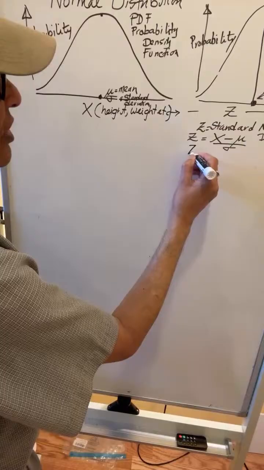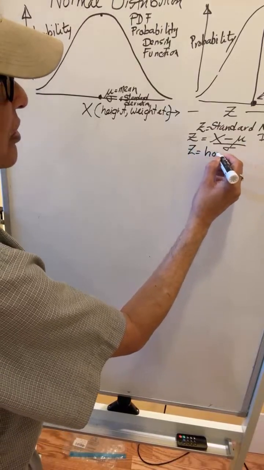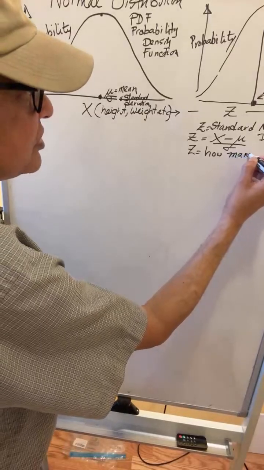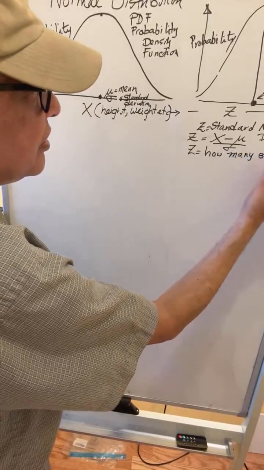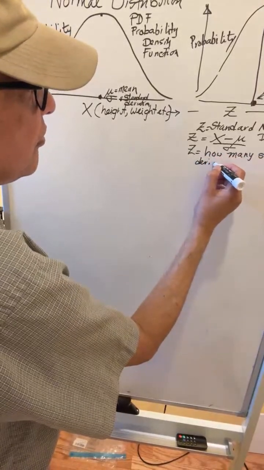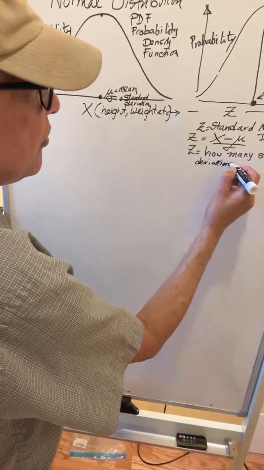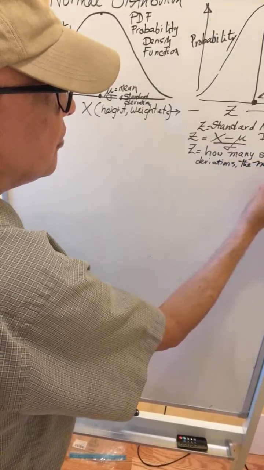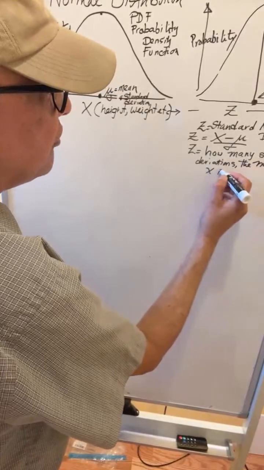So the number z measures how many standard deviations the number x is away from the mean.